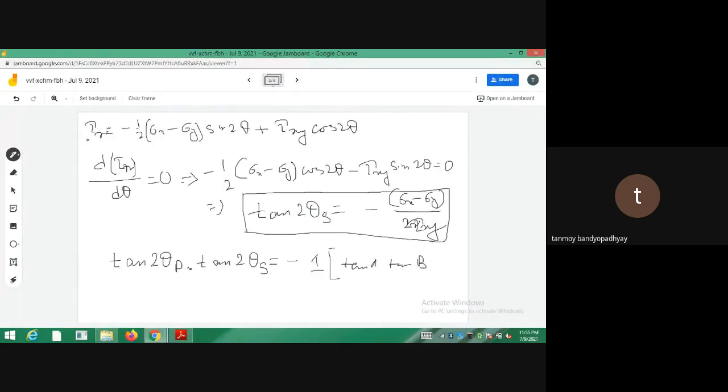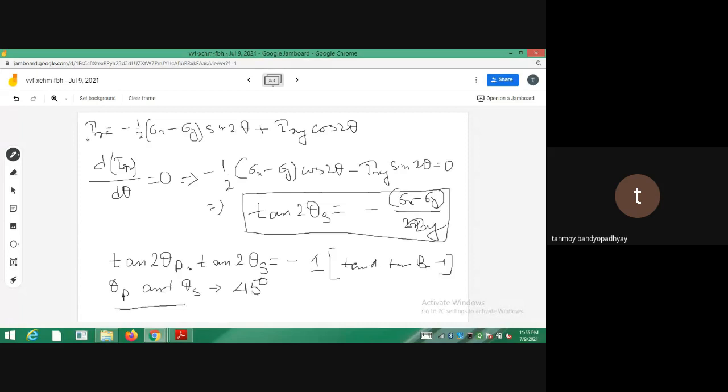What does it mean? That a and b, they are actually what? Perpendicular. Exactly. So they are perpendicular to each other. So this theta p and theta s are separated by 90 degrees. So 2 theta p and 2 theta s are separated by 90 degrees. So theta p and theta s are separated by 45 degrees.